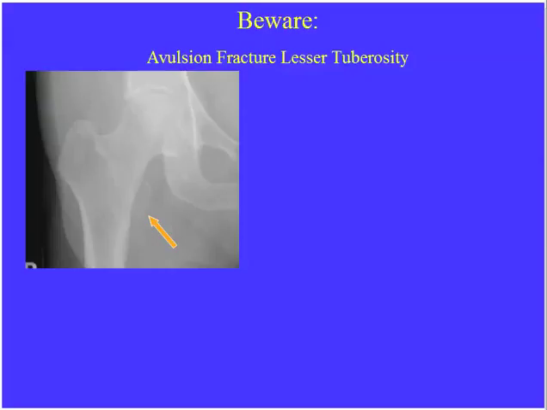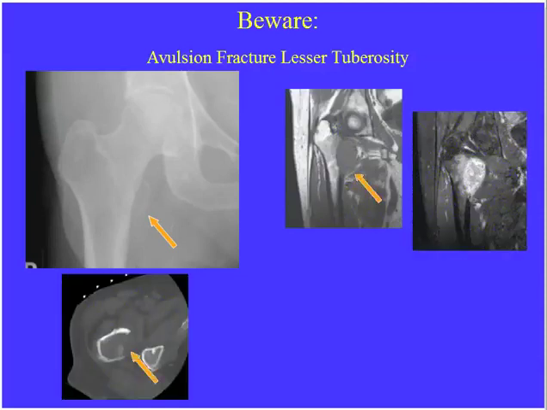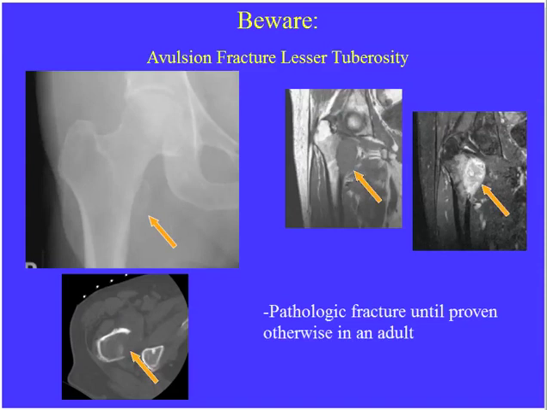Now, beware of any avulsion fracture of the lesser tuberosity. If you have an avulsion fracture of the lesser tuberosity in an adult, these are pathologic fractures until proven otherwise. I've probably seen about a dozen of these now, and every single one of them has been a pathologic fracture. So if they show you a pathologic fracture of the lesser tuberosity, you need to make sure that you identify the fact that this is likely a pathologic fracture. In an adult. In a child, we can see avulsion injuries here that are not pathologic.